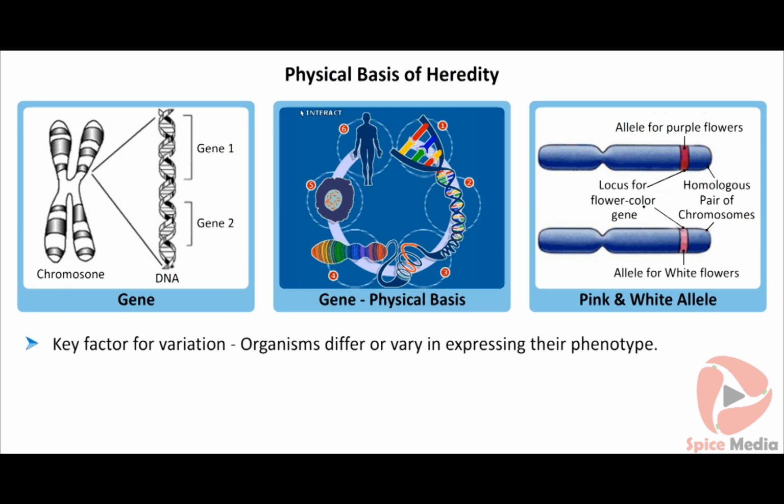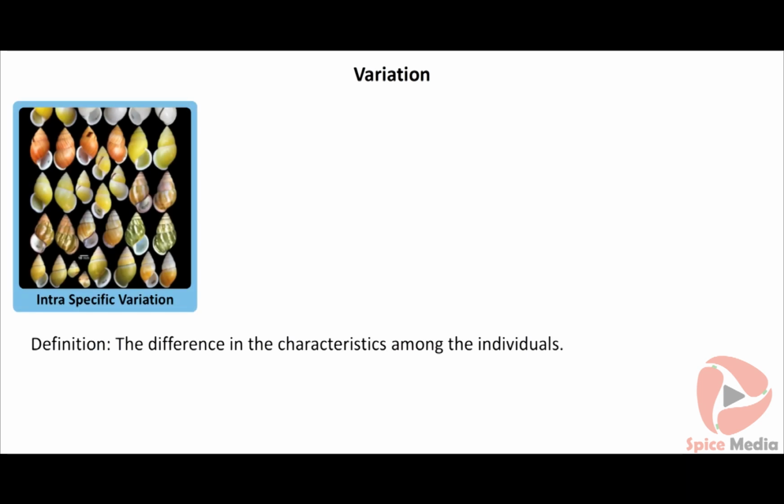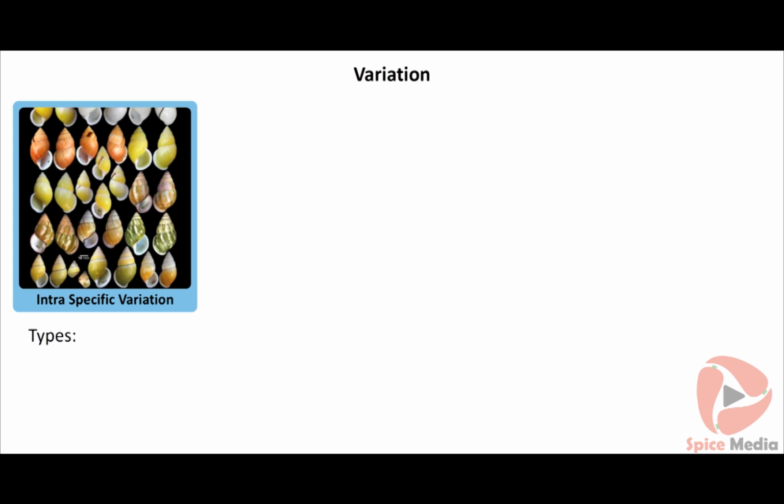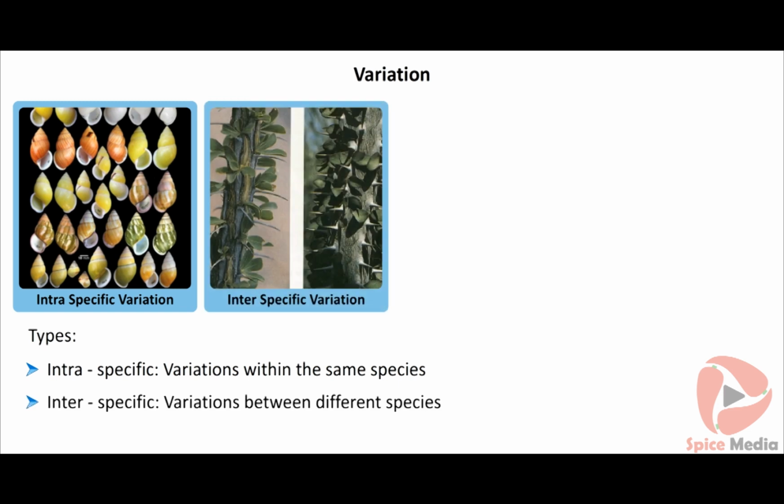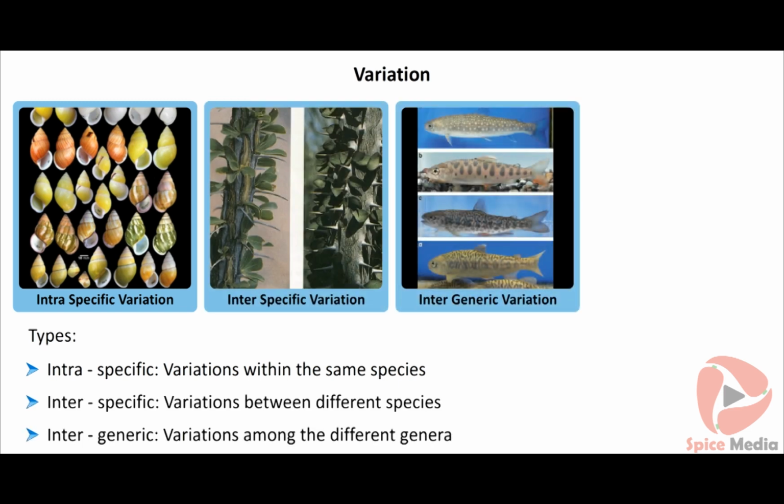Organisms differ or vary in expressing their phenotype, which is the key factor for variation. No 2 individuals are identical to each other and they are unique in their own ways. The difference in the characteristics among the individuals is called variation. Variation may be within the same species, called intraspecific variation, or between different species, called interspecific variation, or among the different genera, called intergeneric variation.